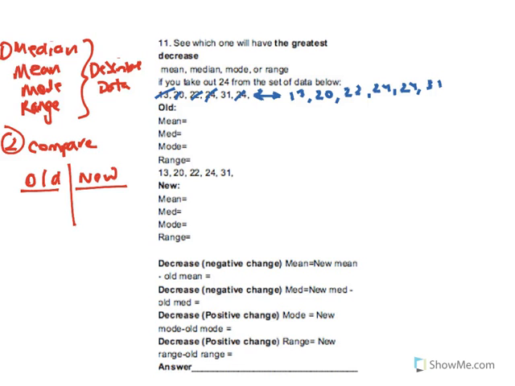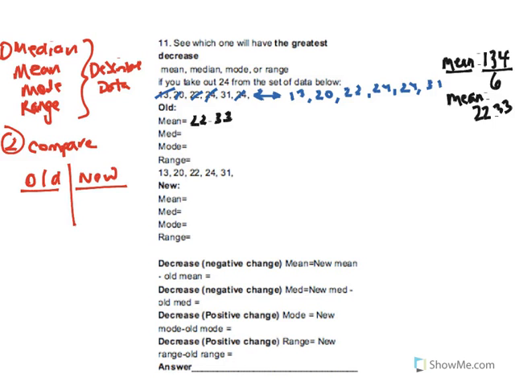Remember, we add all the numbers, then divide by how many numbers we have. So let's add all these numbers together. We will get 134. Then we divide that by how many numbers we have. We have 1, 2, 3, 4, 5, 6 numbers. Our mean is 22.33. So let's put that over here, 22.33.